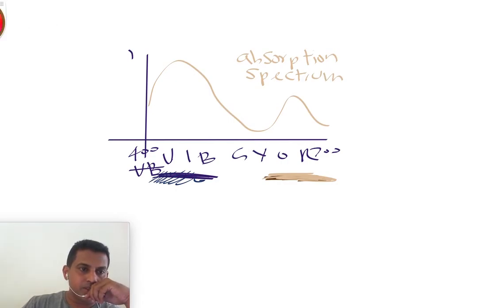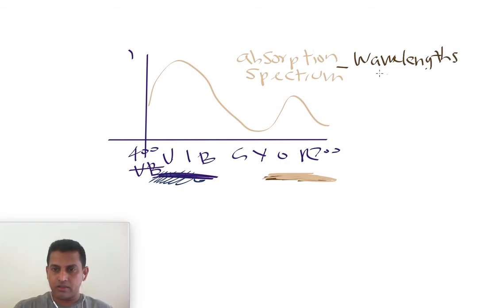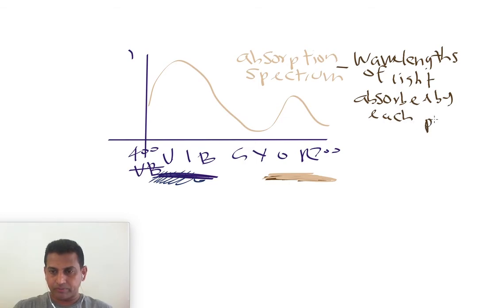What is the absorption spectrum? The wavelength of light absorbed by each pigment.